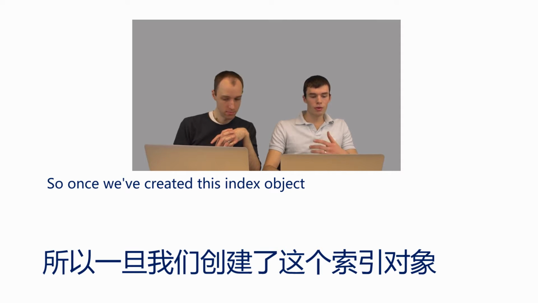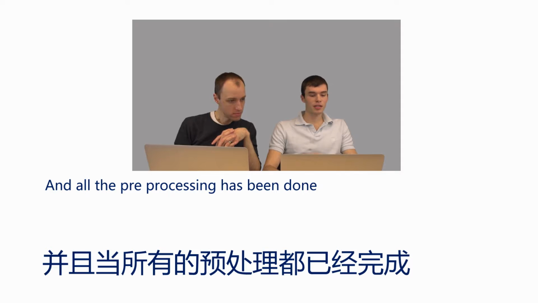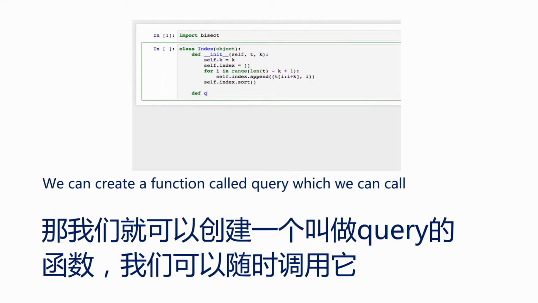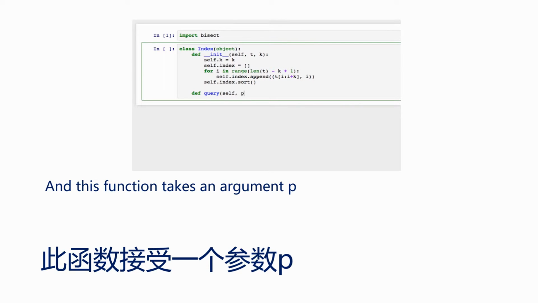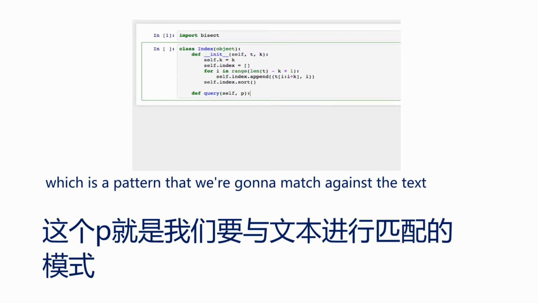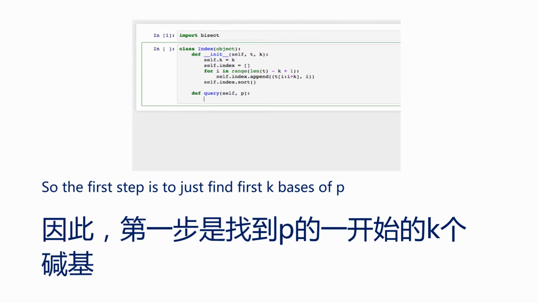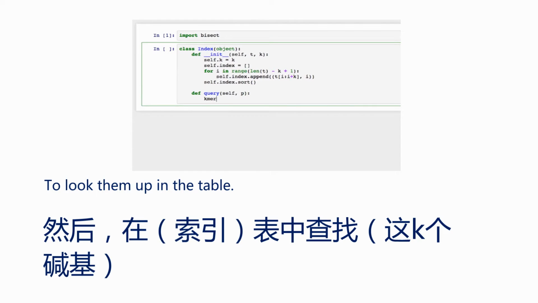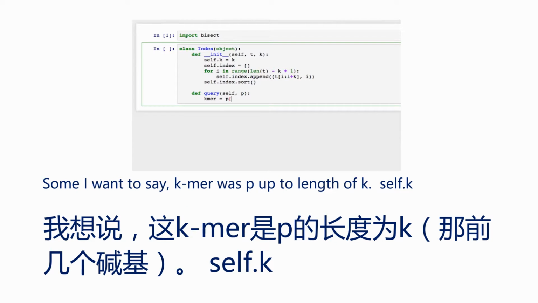So once we've created this index object and all the preprocessing has been done, we're going to create a function called query, which we can call. This function takes an argument p, which is a pattern that we're going to match against the text. The first step is to find the first k bases of p to look them up in the table. So I'm going to say k-mer equals p up to length k. I need to do self.k.